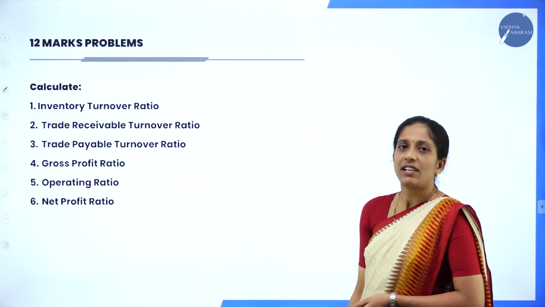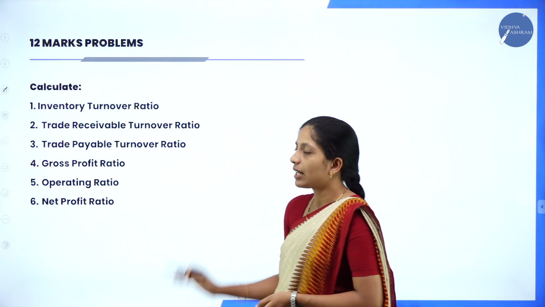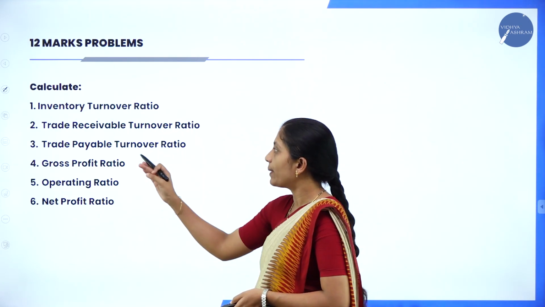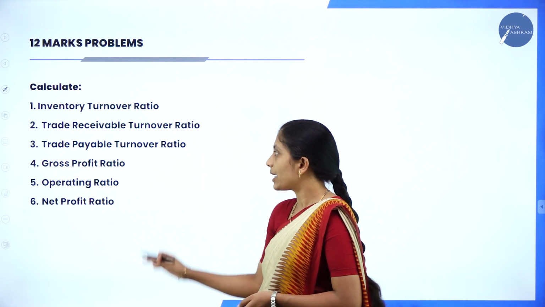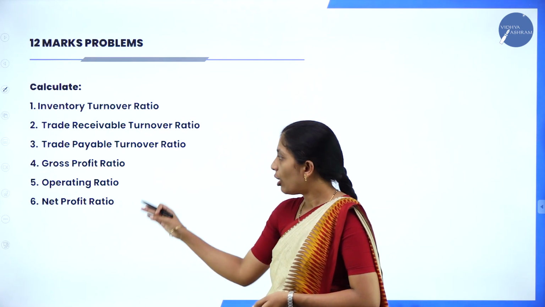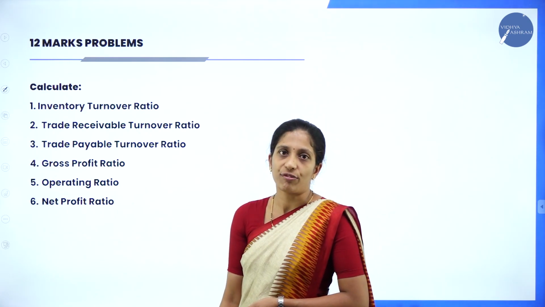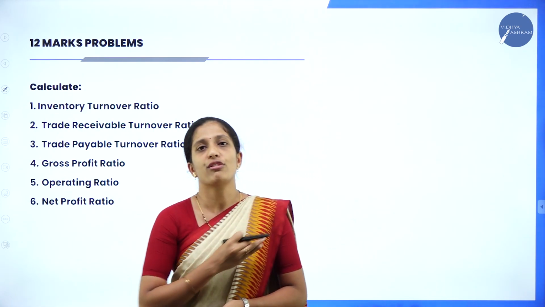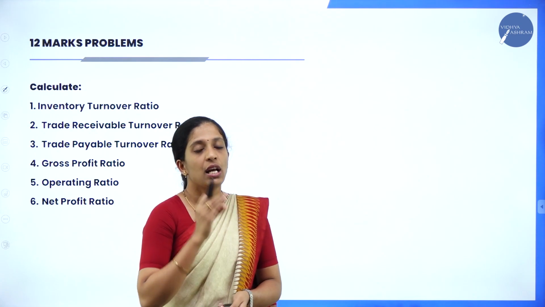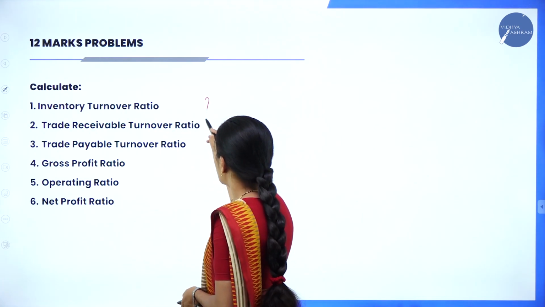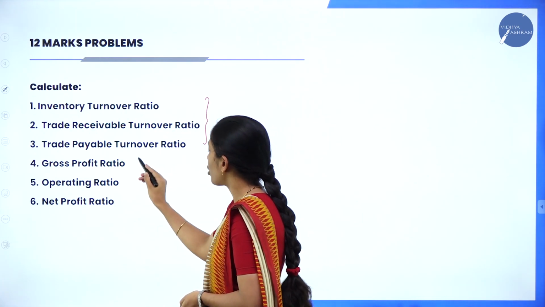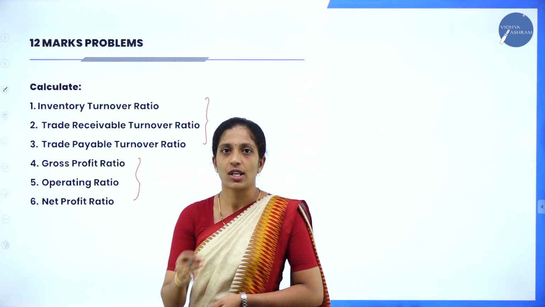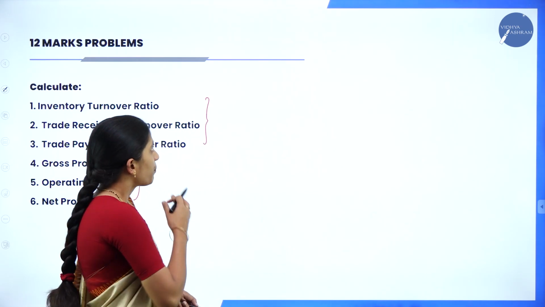Let us see what they have asked us to calculate. Yes, similar ratios they have asked. Inventory turnover ratio, trade receivable turnover ratio, trade payable turnover ratio, gross profit ratio, operating ratio as well as net profit ratio. So hope you are clear how to calculate. So here also we shall calculate in the same way where these three ratios are measured in terms of times and gross profit or the profitability ratio is measured in terms of percentage. Okay, so we shall solve the problem now.